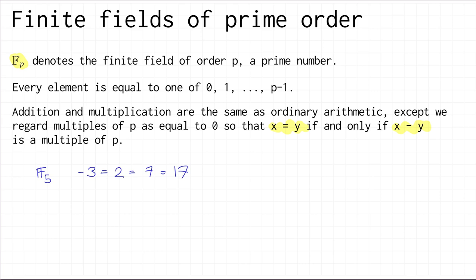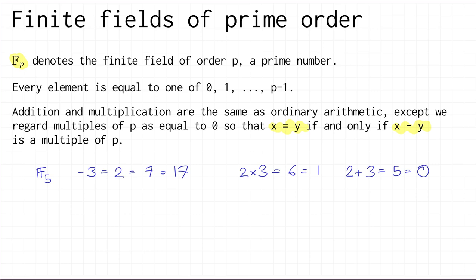We can also do some arithmetic. So for example, 2 times 3 will be equal to 6. 2 times 3 is 6. But in F5, this is also equal to 1, because the difference between 6 and 1 is a multiple of 5. And if you had 2 plus 3, well, that will be equal to 5. And 5 is equal to 0 in F5, because 0 and 5 differ by a multiple of 5.